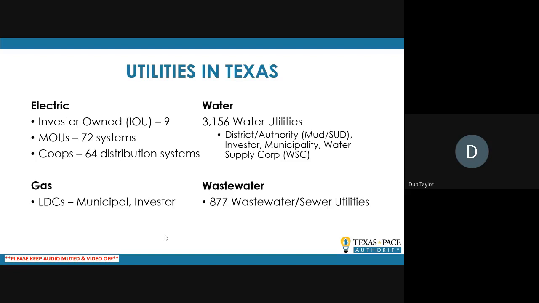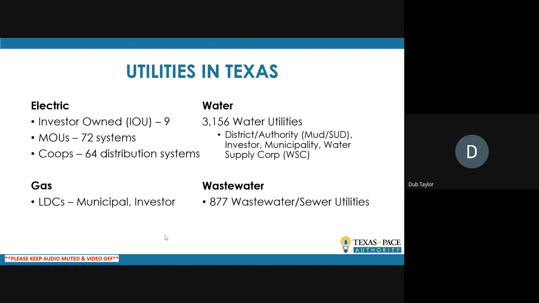The next category, MOUs, municipally owned utilities, 72 systems across the state. These are city municipal electric systems. You've heard the names: Austin Energy, CPS Energy San Antonio, Denton Municipal Electric, city-owned, city-operated, city-governed systems. And then electric cooperatives, 64 different distribution systems across the state. There also are generation and transmission electric cooperatives that are operated at the wholesale level, but the names you'll see on most utility bills, Pedernales Electric Cooperative, et cetera, are the distribution systems.